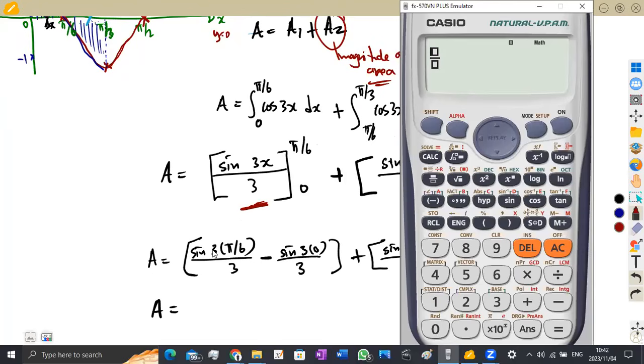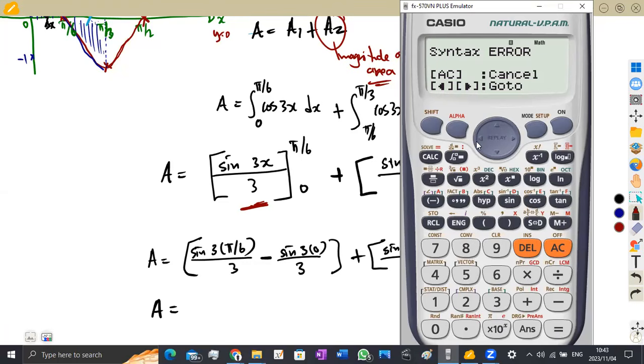We're going to save our fraction, which is sine of 3 times pi over 6, so that's pi over 6 over 3. Then we subtract sine of 3 times 0, which is 0. Sine of 3 times 0 is simply 0. You can multiply it out if you want, but that's a 0 over 3 in this case. Okay, close this bracket.